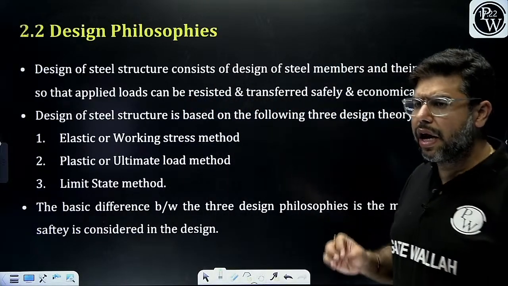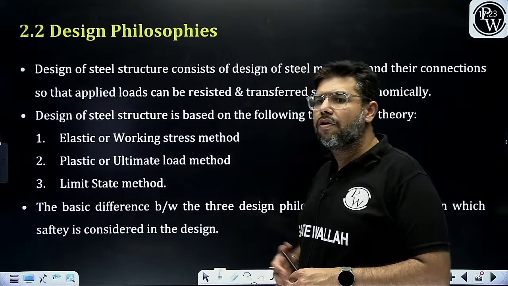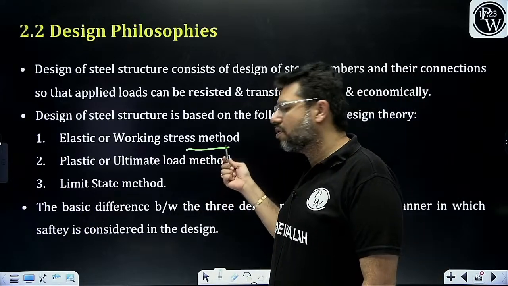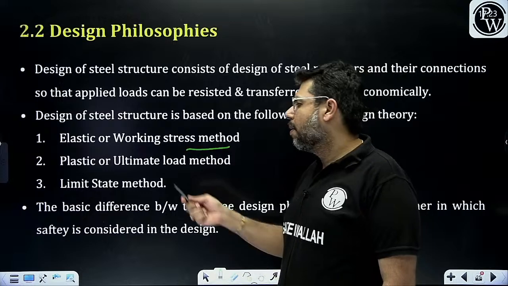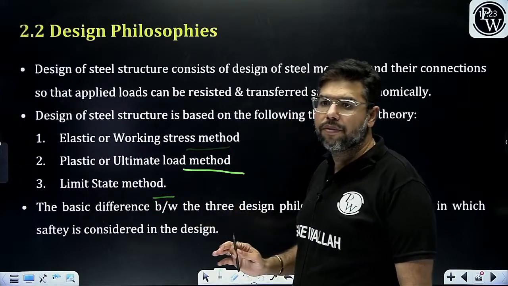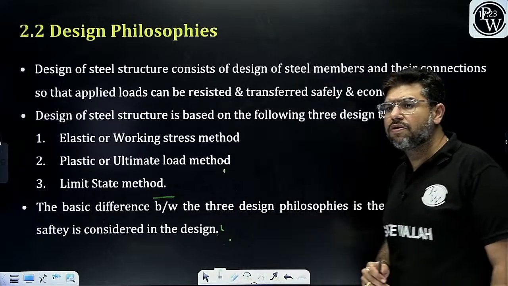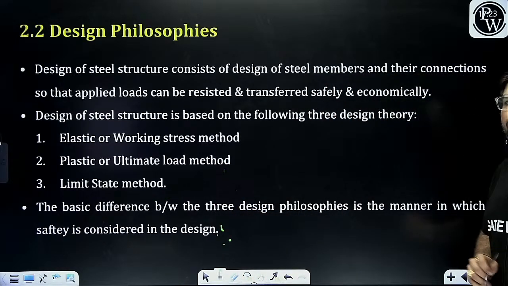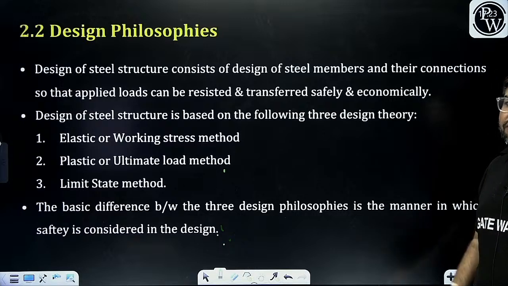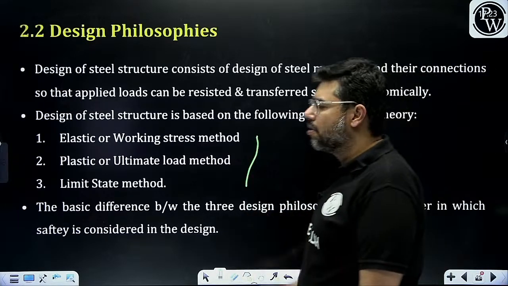There are three types of design philosophy that we use in steel design. First one is elastic or working, I will discuss in detail. Plastic or ultimate load method, and lastly the limit state. The basic difference between these three design philosophies is the manner in which the safety is considered. Now, let us see all these three methods in detail.